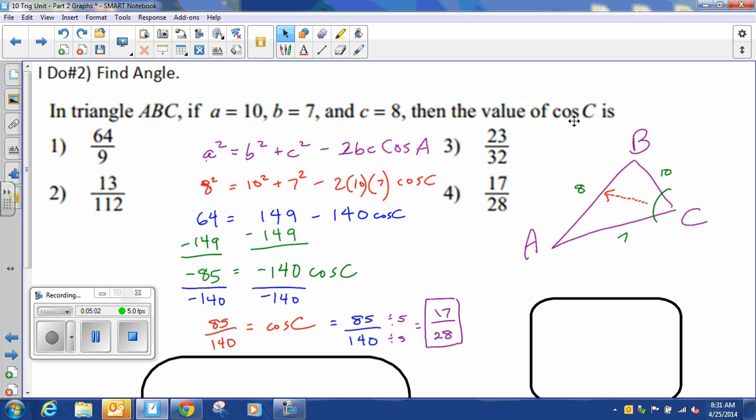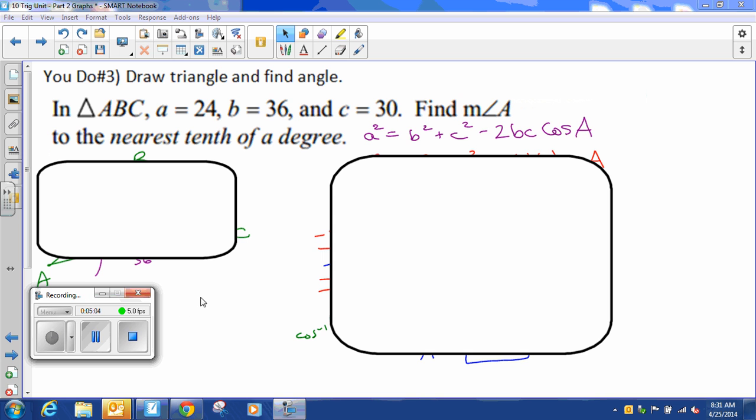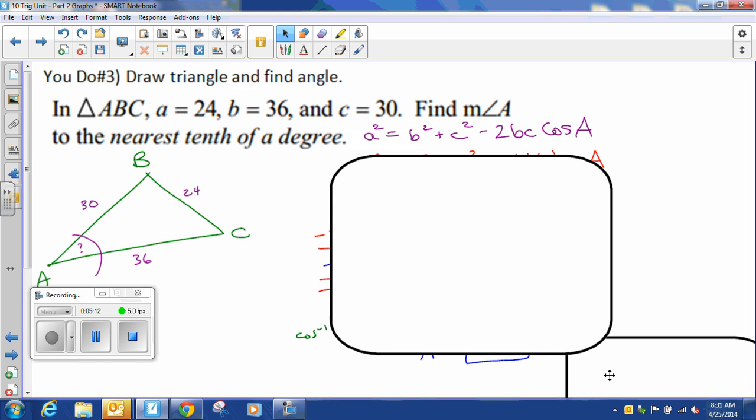All they asked for is cosine C. Number 3, draw the triangle and find the angle. So here we have triangle ABC with these sides given to you. A equals 24, B equals 36, C equals 30. Find measure of angle A.